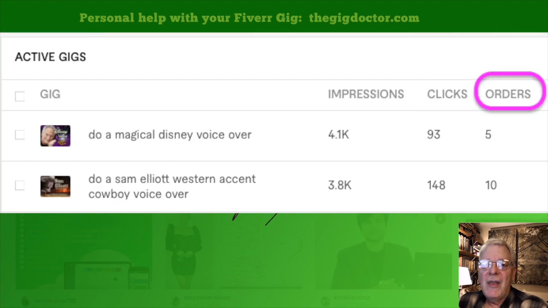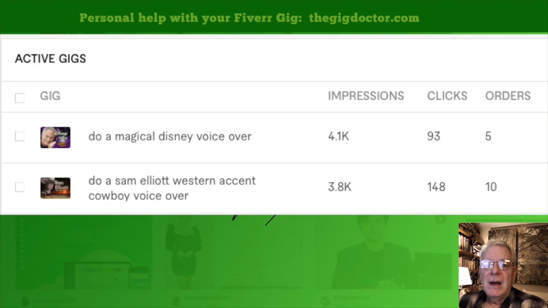We seal the deal on that with the info in our gig page, and by communicating well with them when they send us messages and ask us about our services. All right, so those are the 3 big metrics: impressions, clicks, and orders. Fiverr gives us, on our gig page, impressions, click, and order information.